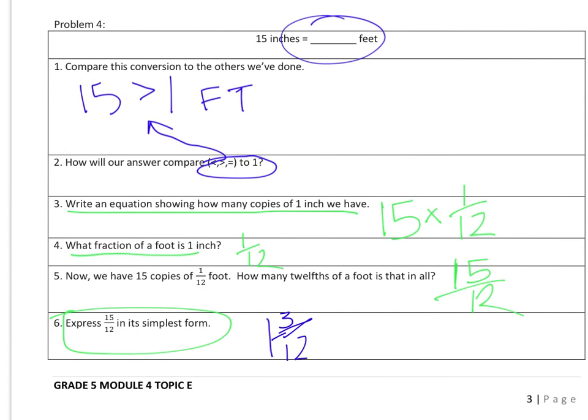So 1 and 3/12. Am I done? No. This can be simplified. So what's a factor that 3 and 12 have in common? 3. So let's divide them both by 3. And then we have 1/4. But let's not forget our 1. So 15 inches is 1 1/4 feet.